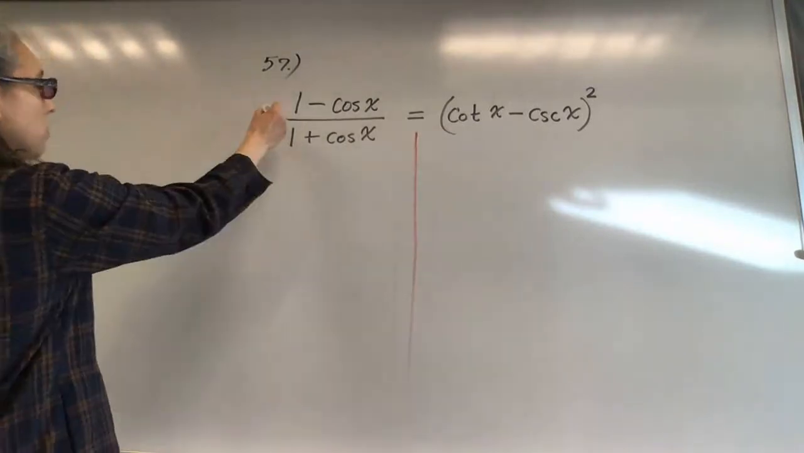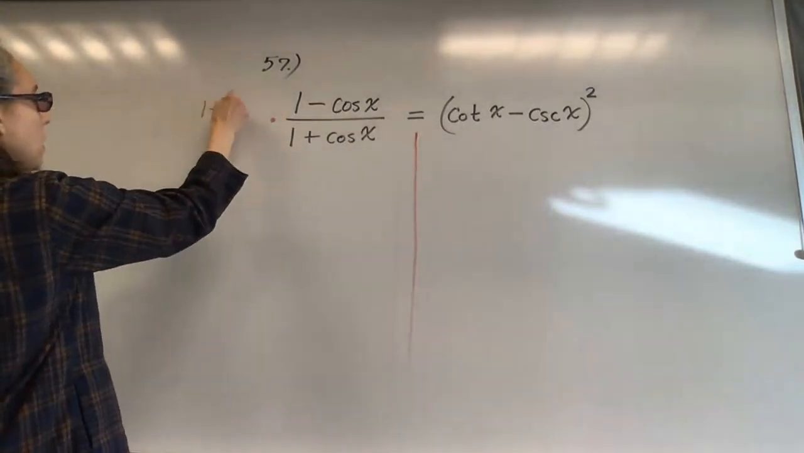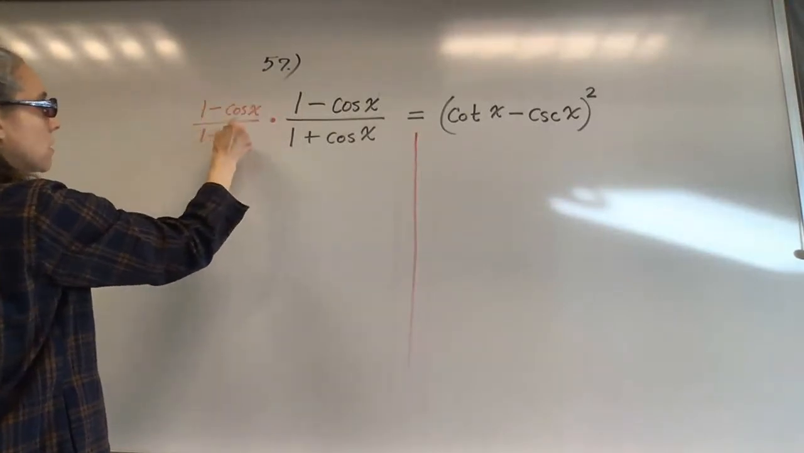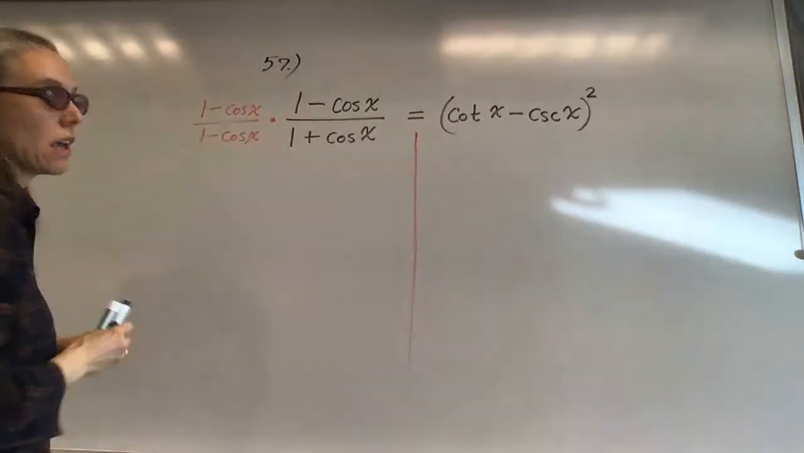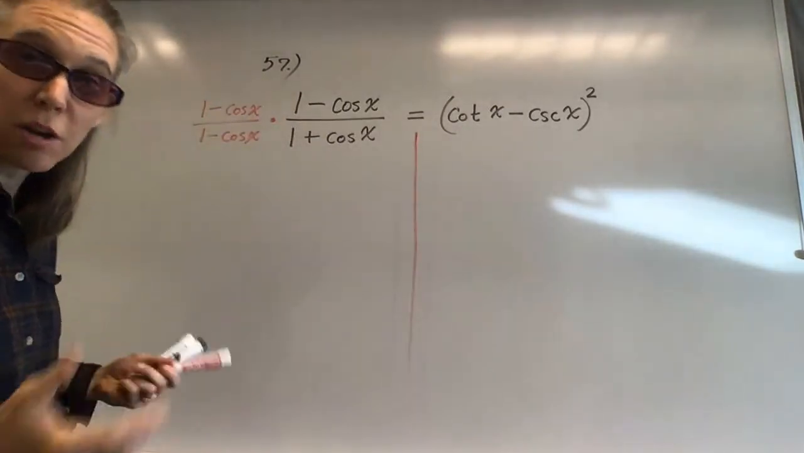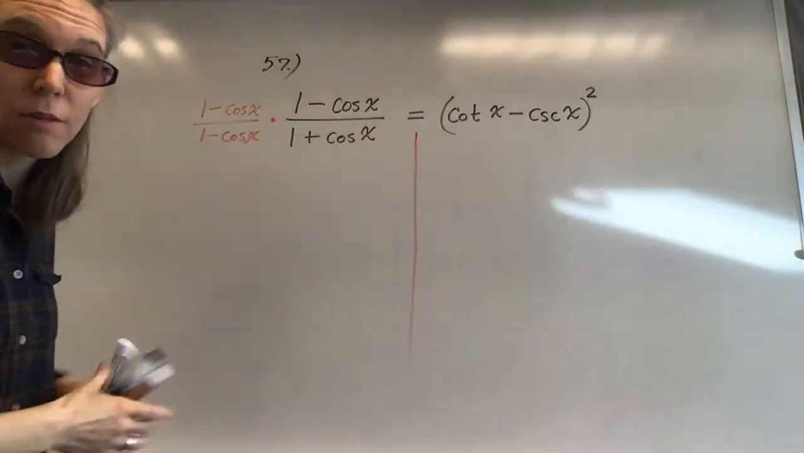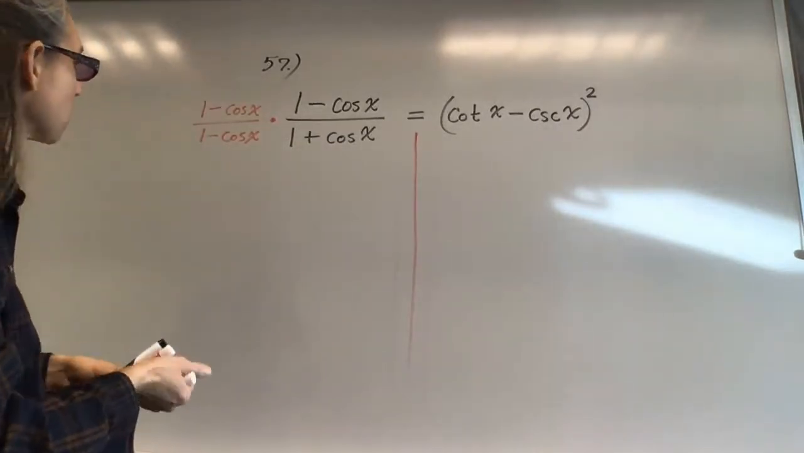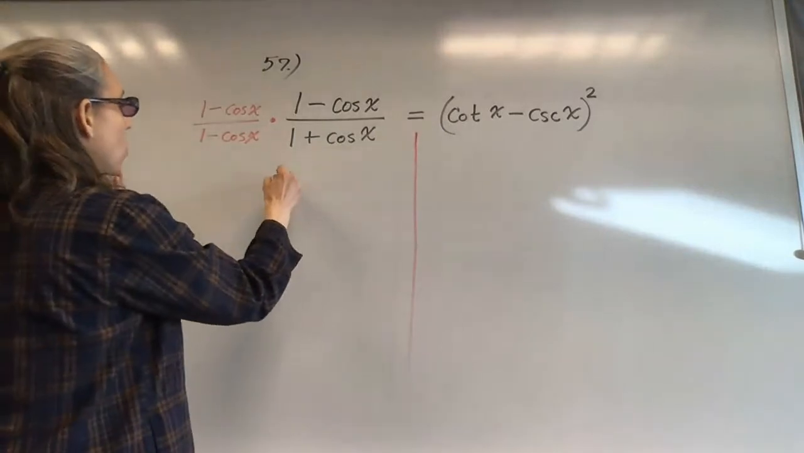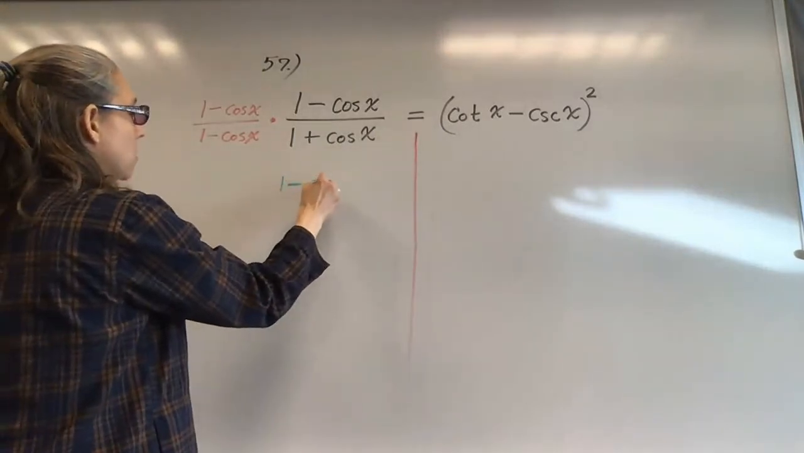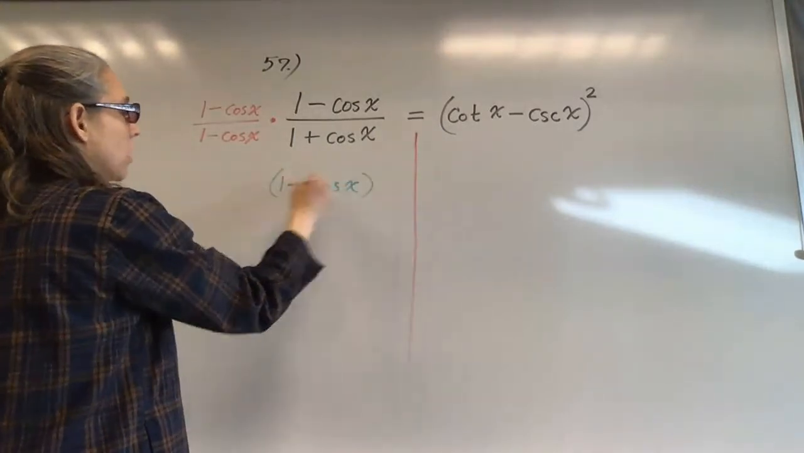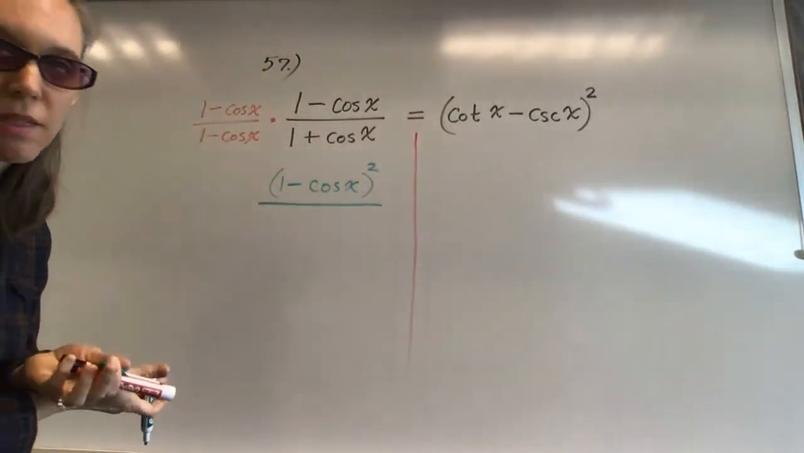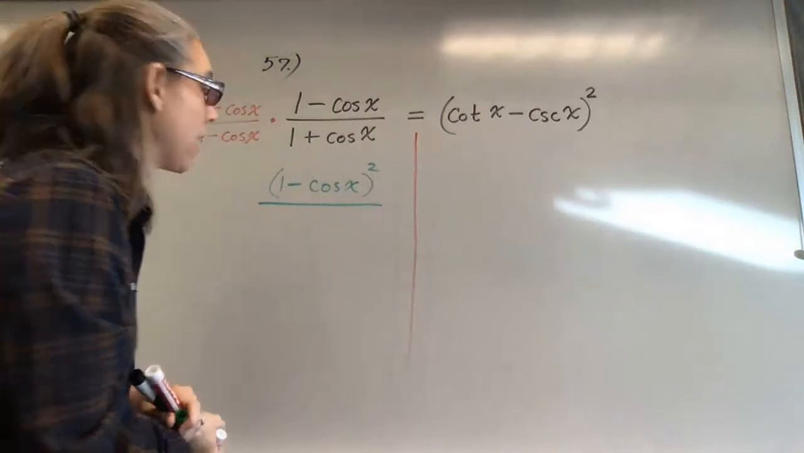But I'm going to multiply this by 1 minus cosine x over 1 minus cosine x. This may or may not help. It may or may not work, but it's a common trick. So I'm going to try it. Now for my numerator, I have 1 minus cosine x quantity squared. I may or may not want to expand that, so I'm going to leave it like that for now.